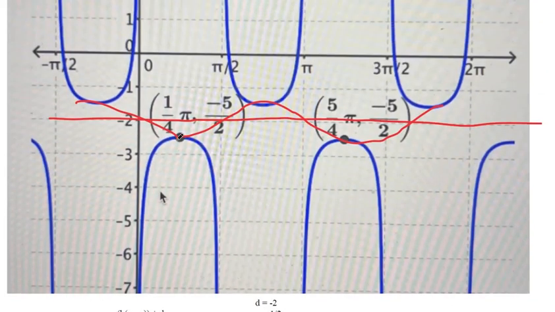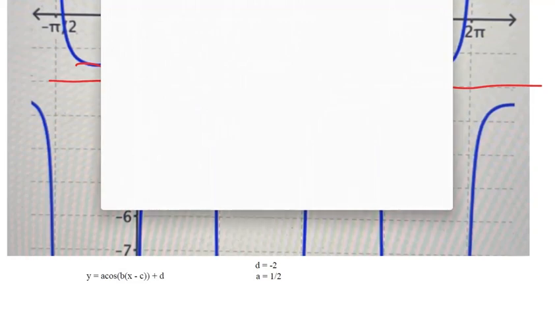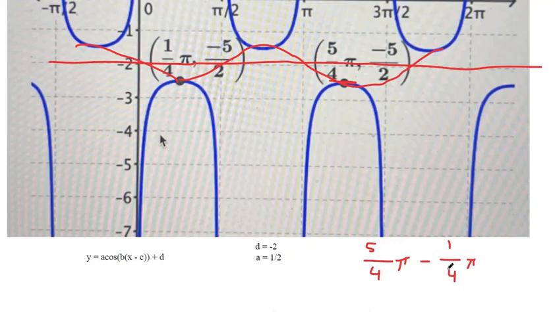The period is the distance until you start repeating yourself. So it's this distance here. To find that, we could take the ending x-coordinate of 5/4 pi, and subtract the starting x-coordinate. That will be the distance between the two. So 5/4 pi subtracted by 1/4 pi, that's 4/4 pi, or just 1 pi.